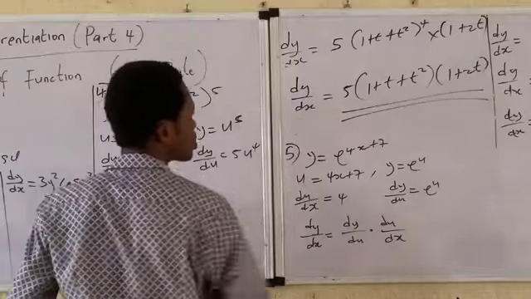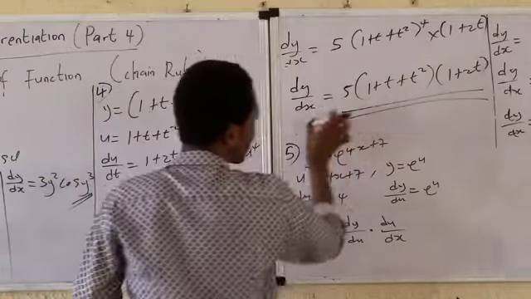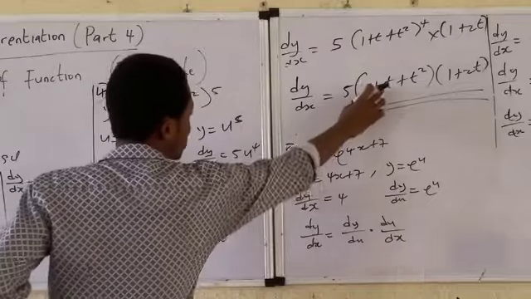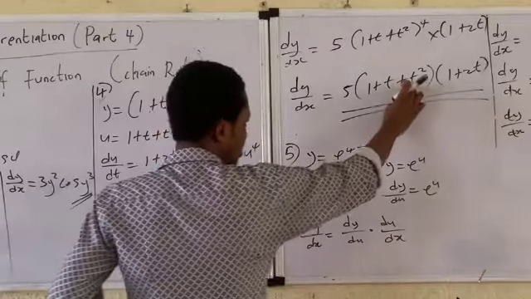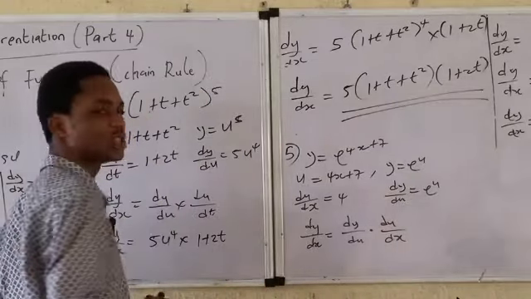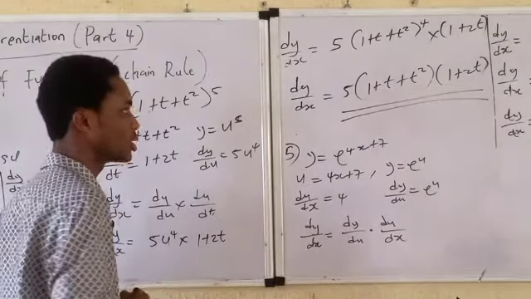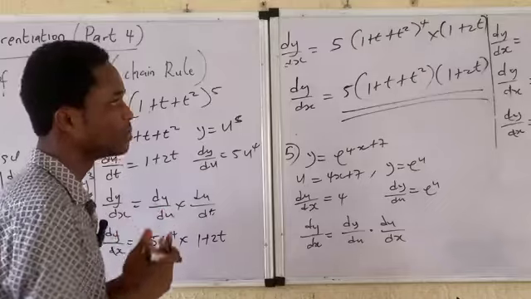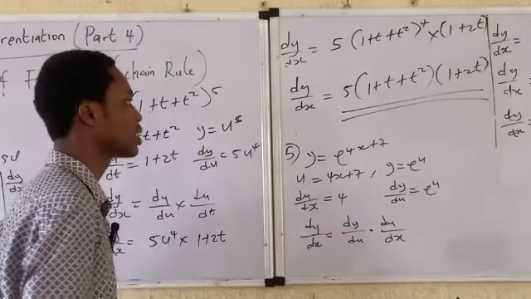dy/dx equals, multiplying this one with this one will give us 5 bracket open t, 1 plus t plus t raised to the power 2 bracket close, bracket open 1 plus 2t bracket close. This is our final answer for this question. You don't open the bracket, you don't add, you don't subtract. This is our final answer.